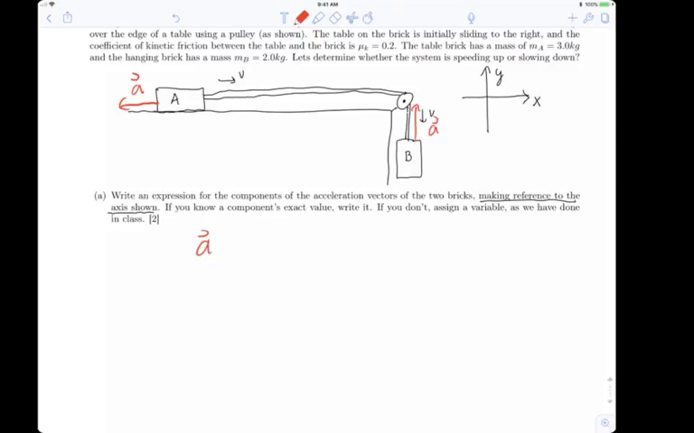So the acceleration in the X direction, acceleration in the Y direction. All right. So A is only accelerating in the X direction. This one I've drawn is in the minus X direction, so I'll call it minus a. It's not accelerating in the Y direction, so that's 0. B isn't accelerating in the X direction, and according to this drawing, it's accelerating up, so that's plus a.